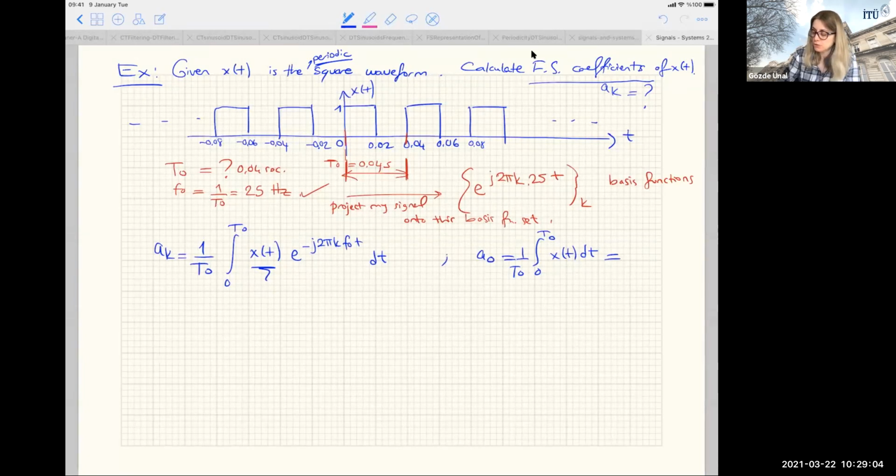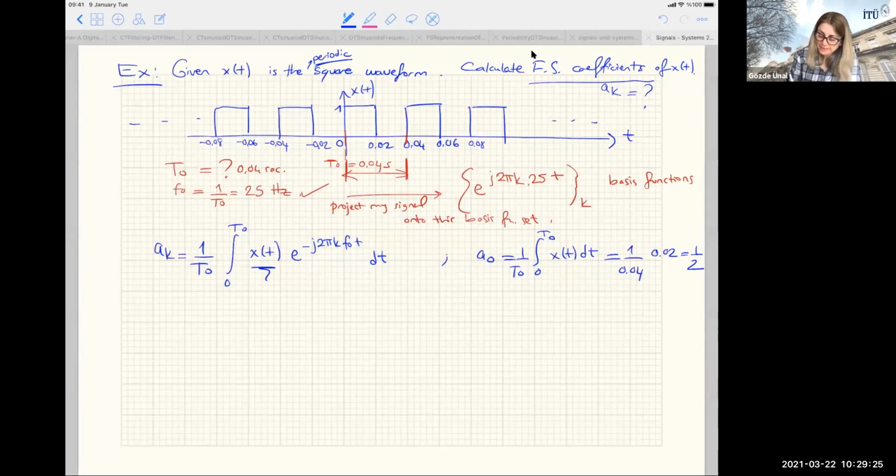I know T0 is 0.04. The area underneath one period is, what is it? 0.02, right? So I really have A0 equals 1 over 2. This is a given. This is great. So K equals 0 is already handled.